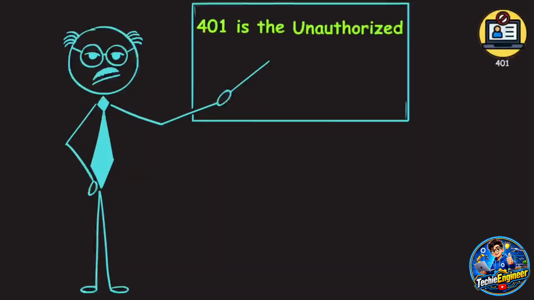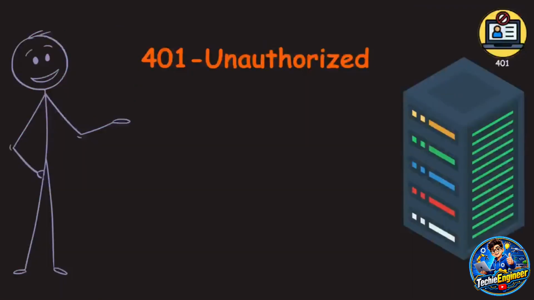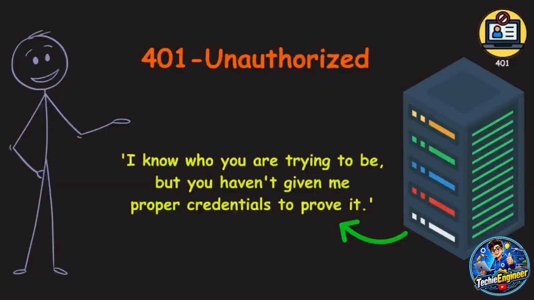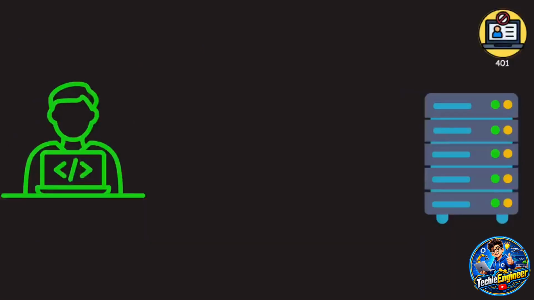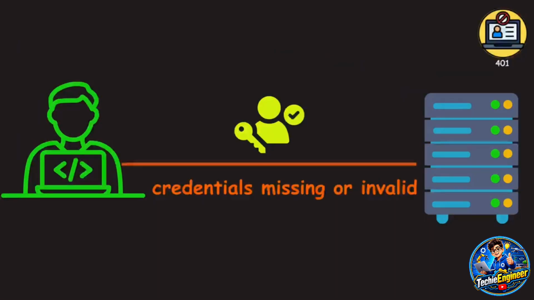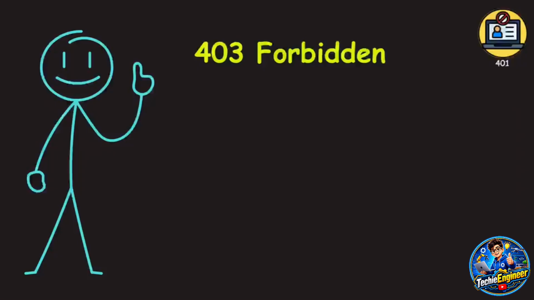The 401 is the unauthorized indication status code. When you hit a 401, the server is telling you, I know who you're trying to be, but you haven't given me proper credentials to prove it. It means the resource you requested requires authentication, and the credentials you provided, or maybe didn't provide, are missing or invalid. Don't confuse this with the 403 forbidden.